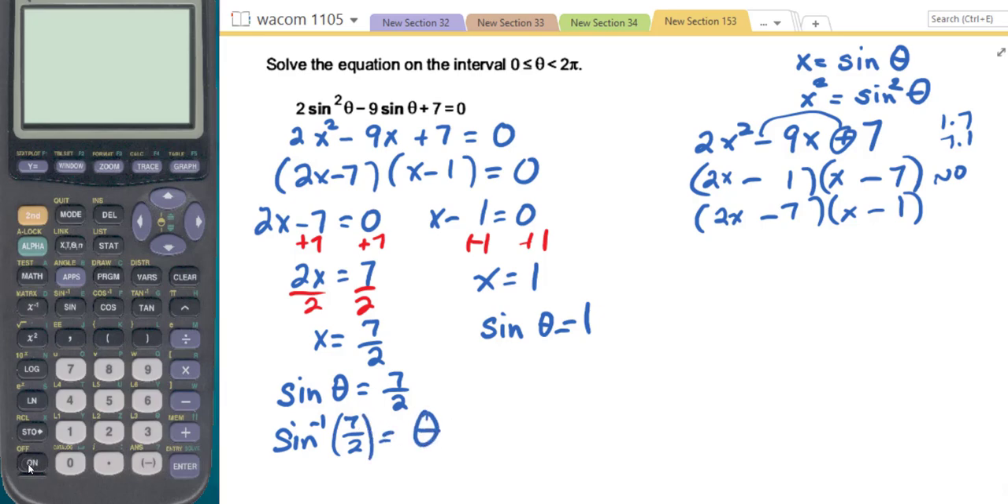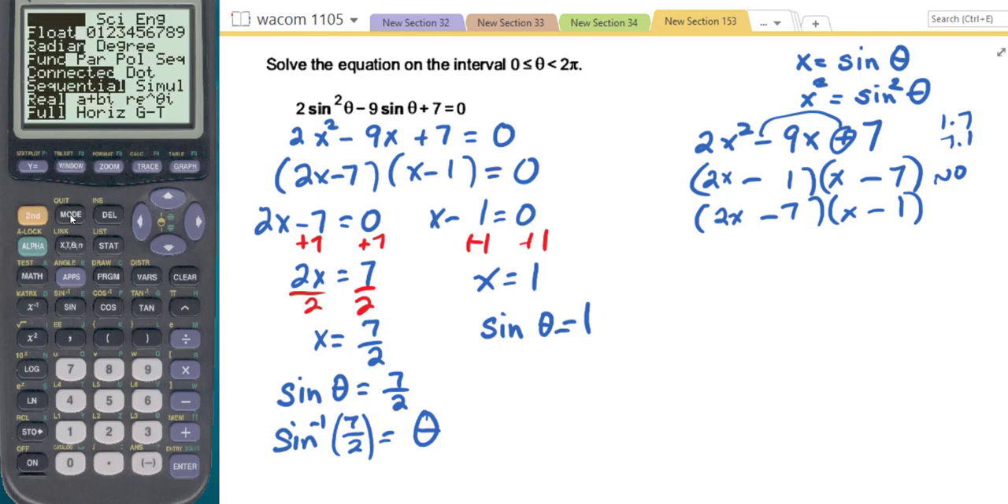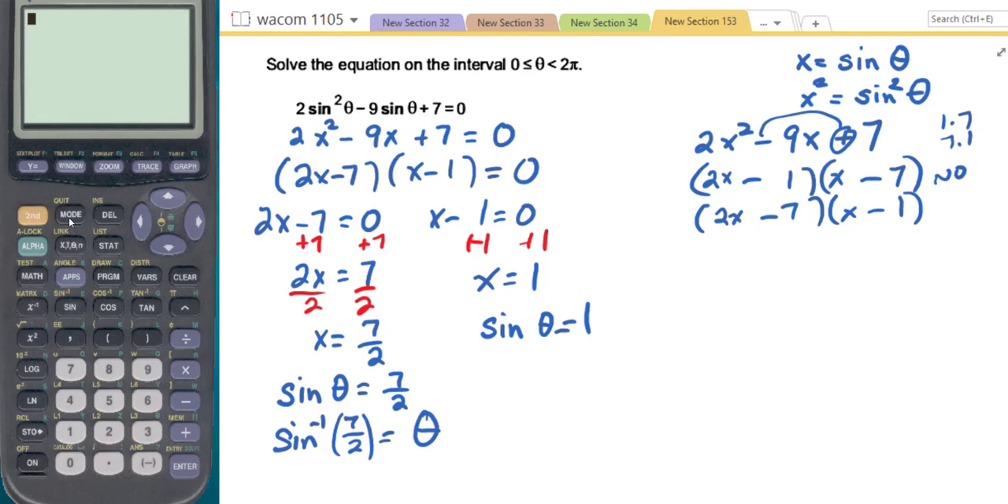And we'll use our calculator for some help. Right, and let me just check my mode. I'm in radian mode, so I'm going to leave it in radian mode. All right, so I'll do second quit. And I'm going to do sine inverse. So you're going to do second sine, which does sine inverse of 7 divided by 2. Close, enter. And it says we're getting a domain error.